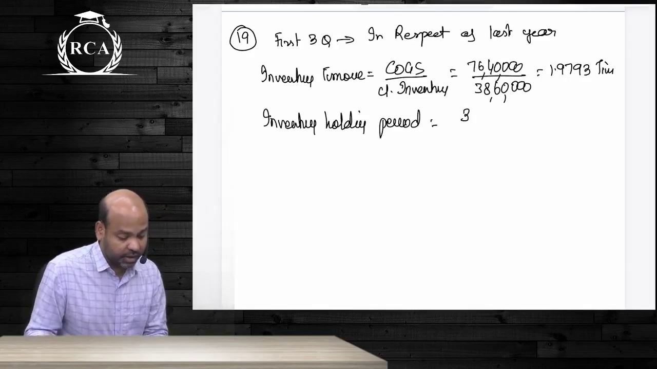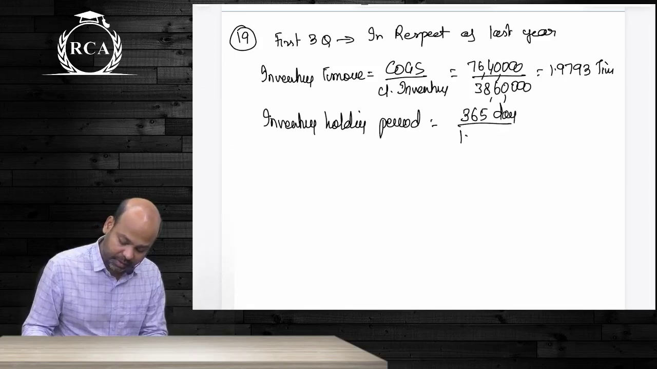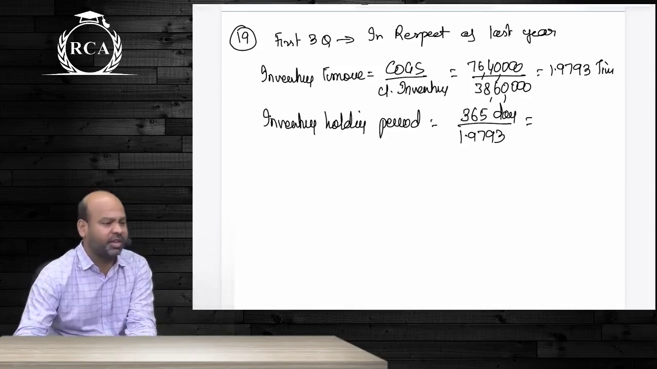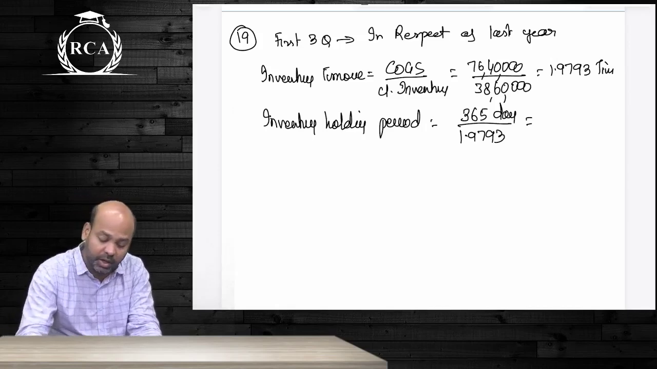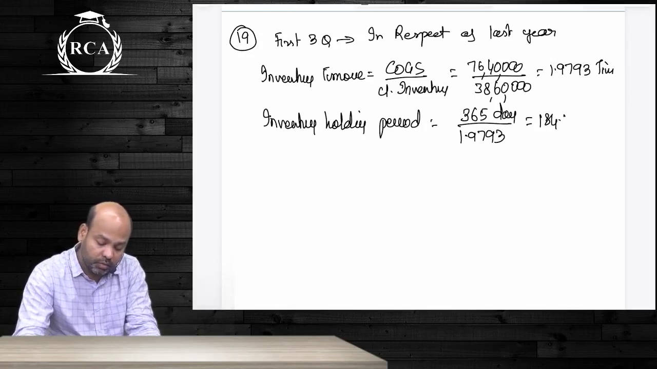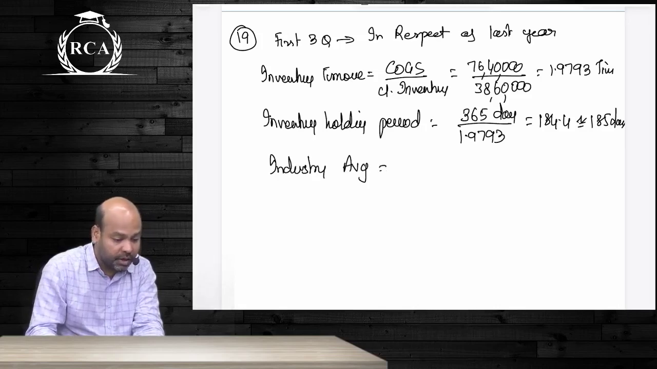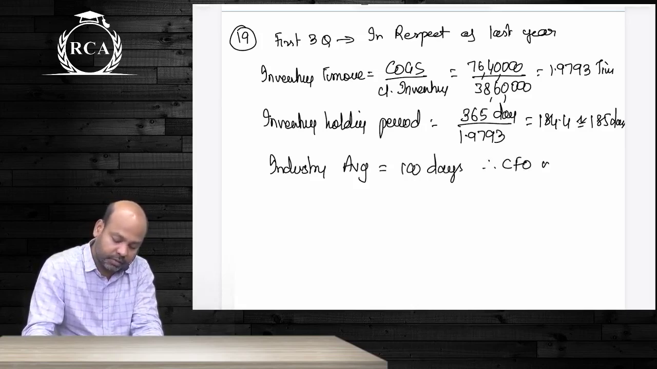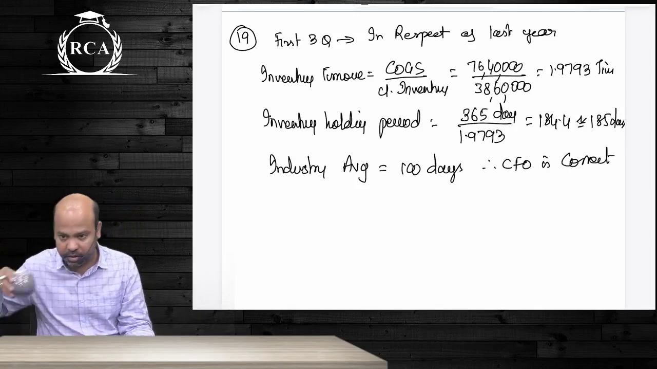Inventory holding period is 360 days, it's not given, right? You should go with 365 days divided by 1.9793. In ratios, beta, they do not specify 360. The majority of the questions were 365 days only. It was only in working capital that they specified 360 days. That gives approximately 185 days. What is the industry average, guys? Industry average for inventory period is 100 days. Therefore, the CFO is correct.